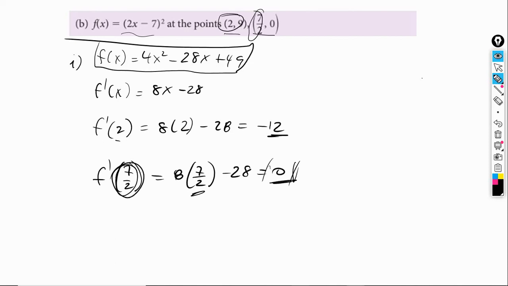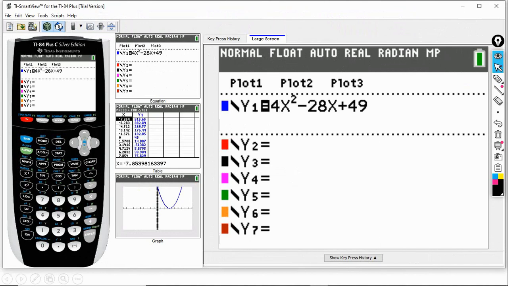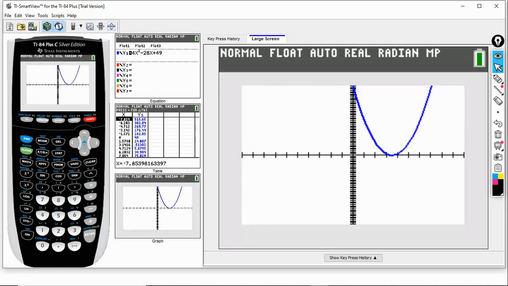Okay, so let's go to the graphing calculator. So again, the first thing we're going to do is plug in the function, right? So it was 4x squared minus 28x plus 49. And then we graph that. So that would be the graph of the quadratic function, 4x squared minus 28x plus 49. So what we're going to do next then is find the derivative at the points x equals 2 and x equals 7/2. So we do that with second and calculate.